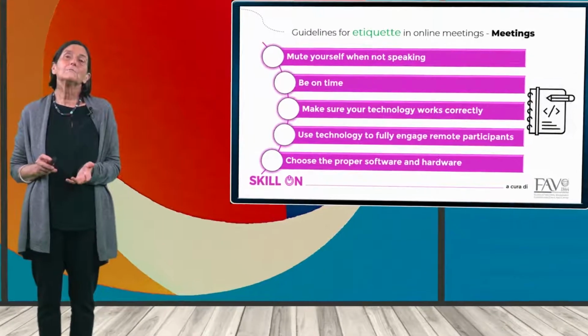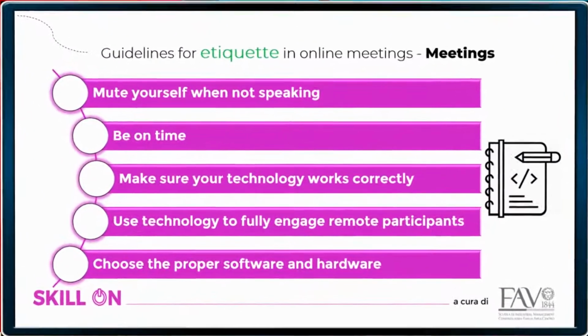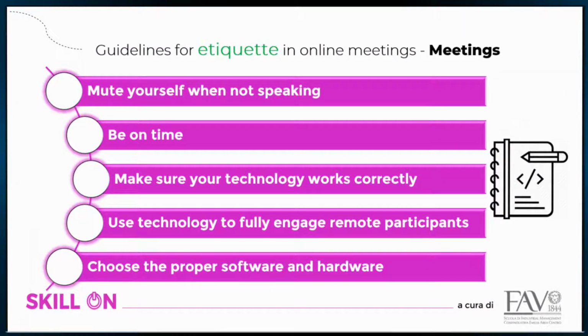Point number 1, mute yourself when not speaking. I think everybody agrees that that's necessary. What does it mean to mute yourself? It means to deactivate or switch off your microphone when you're not speaking. It's common courtesy, but not only that, if you forget to mute yourself, you could find yourself having a private conversation with somebody and everybody can hear. And this happens again and again with potentially extremely embarrassing results. So I'm sure you know it, but it's a good thing to remember.